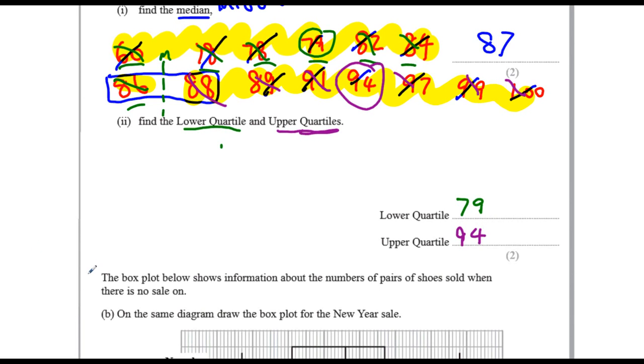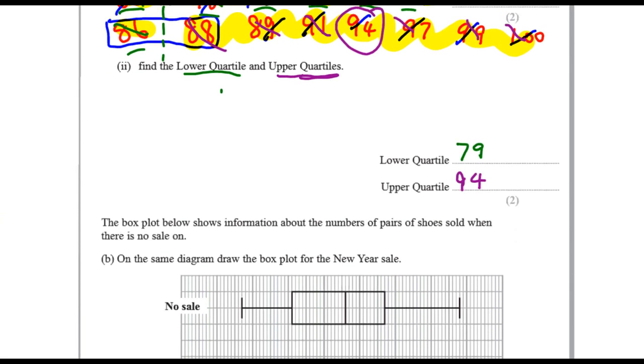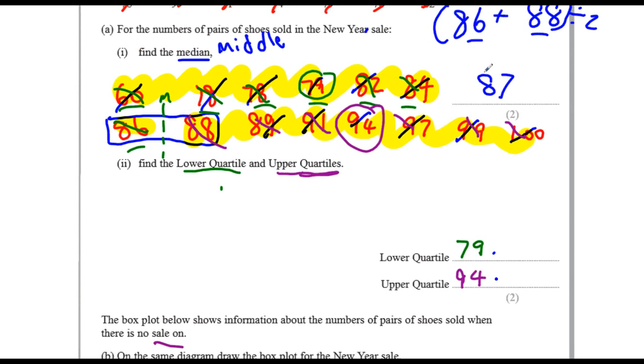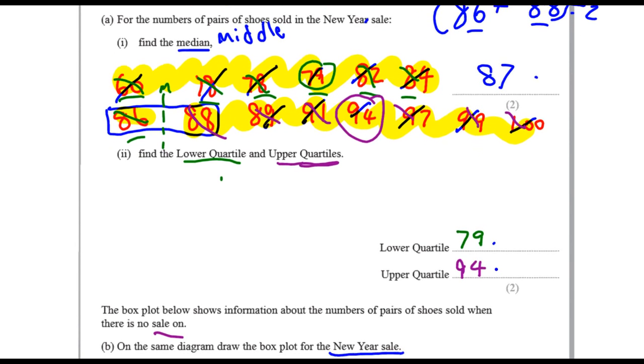Okay. The box plot shows information about number of pairs of shoes when there's no sale on. So that's no sale there. Same diagram, draw a box plot for the New Year's sale. So it's been building us up to this question. We've got all the info we need, the lower quartile, upper quartile, and why not, let's colour code, and the median. We also need the lowest and the biggest, but we'll do that in a second.